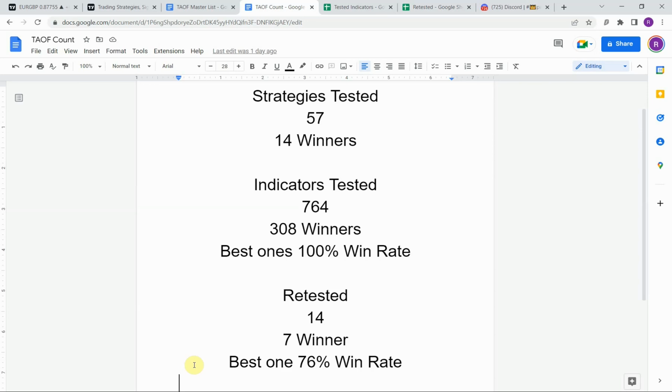We've also retested in the advanced testing 14 of the winning indicators. 7 of them have been able to maintain the winning status. The best one is 76% win rate. Now keep in mind that we test most of these strategies and indicators on the Forex market, but they can be applied to just about any market universally.